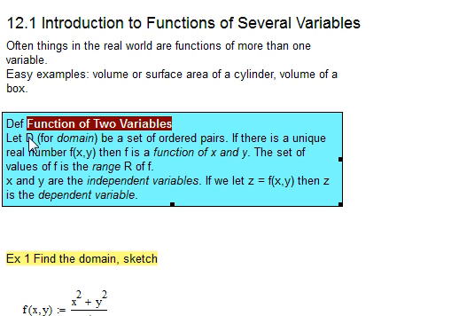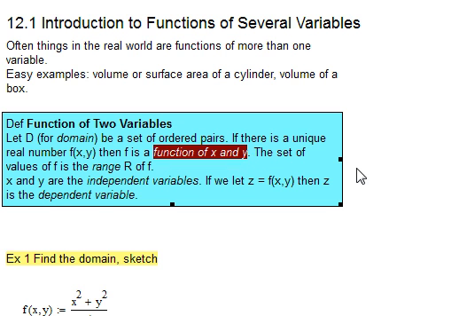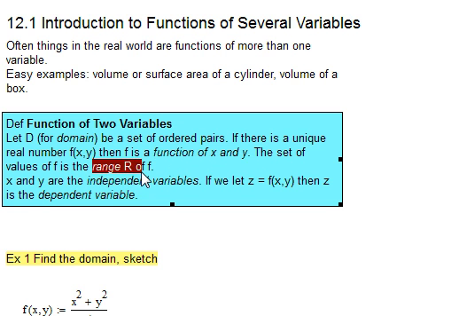If we let D be a set of ordered pairs in R squared, if you will, x, y values, and there's a unique real number, by the way, if there's more than one, then it's not a function, it's a relation. But if there is a unique real number, f of x, y, that is only one answer, then f is a function of x and y. And the set of values of f is the range of f. So these are definitions that should be familiar to you.